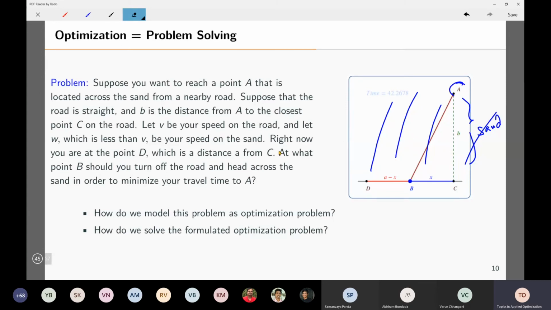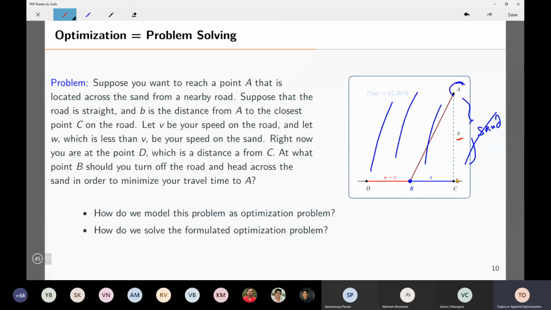So suppose that the road is straight, and B is the distance from A. So B is the distance here from A to the closest point C on the road. So basically it's a perpendicular to this. You draw a perpendicular because the perpendicular will be the shortest distance. Coming back from the manifold, we are on the flat space here.